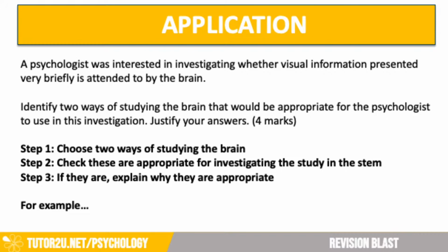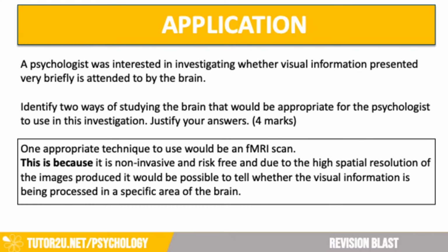So let's have a look at an example. For example, we've said that one appropriate technique to use would be an fMRI scan, and this is because it is non-invasive and risk-free, and due to the high spatial resolution of the images produced, it would be possible to tell whether the visual information is being processed in a specific area of the brain. Okay, so we've done kind of half of the answer there. We need to do the other half, so let's have a look.